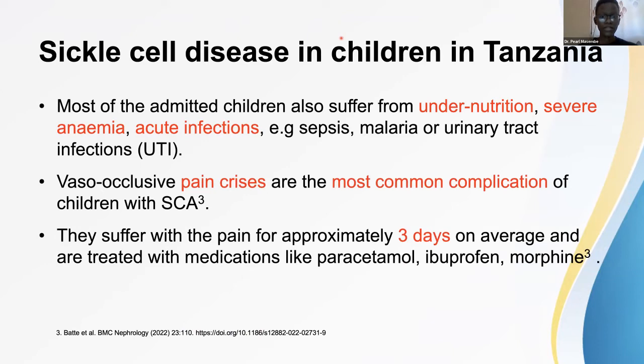Vaso-occlusive pain crises are the most common complication of children with sickle cell anemia, especially if it's cold here. We even get more than the 3 to 4 admissions. When it's really cold, especially at night, we have more admissions here. And when they're admitted, they usually suffer with the pain for around 3 days on average.